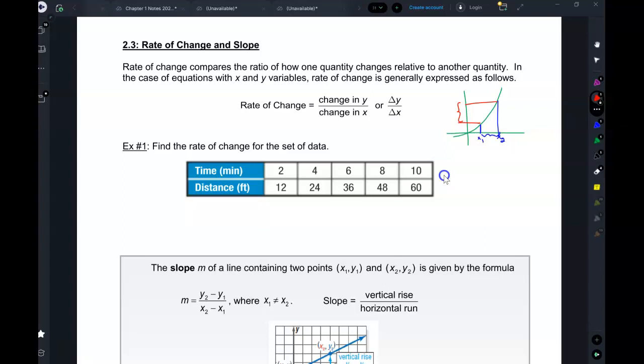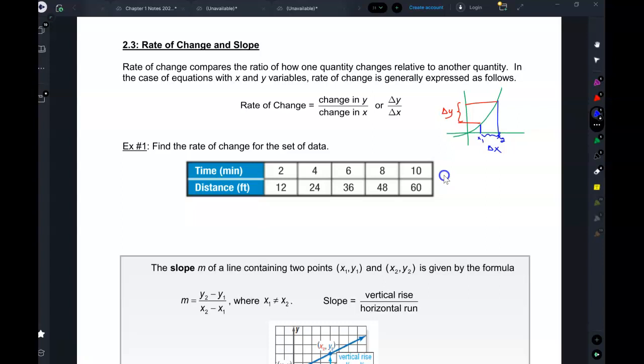So this is the change in the y's, we call it delta y. This is the change in the x's, we call it delta x, and that ratio is the rate of change. So it's how much the y changes relative to how much the x changes.